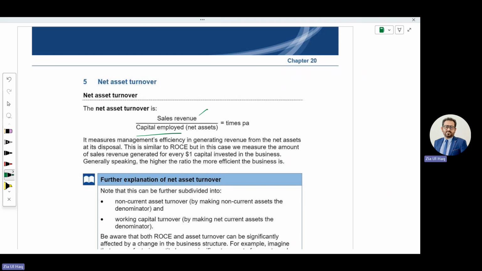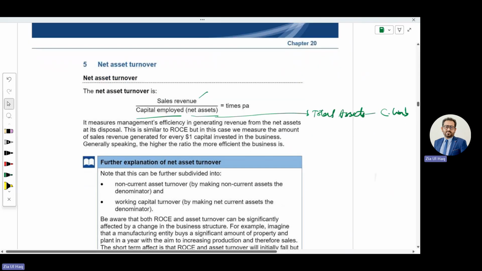Capital employed is also called total assets minus current liabilities. That is also called net assets. Net assets mean total assets minus current liabilities. So how to calculate ROCE? PBIT over capital employed. How to calculate asset turnover? Sales over capital employed.